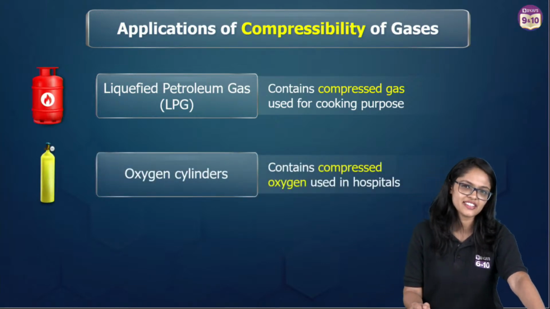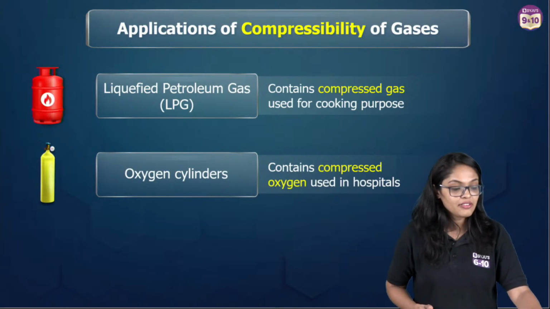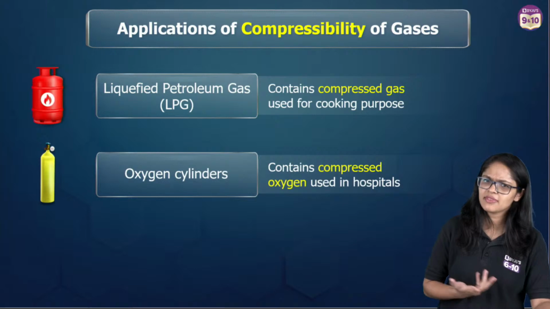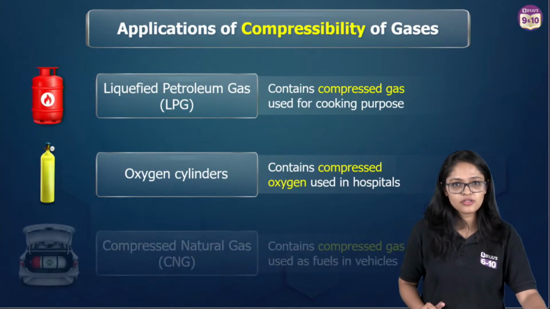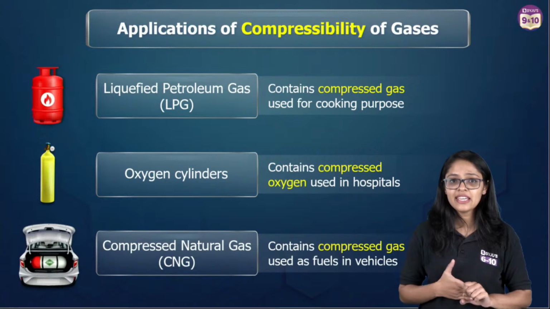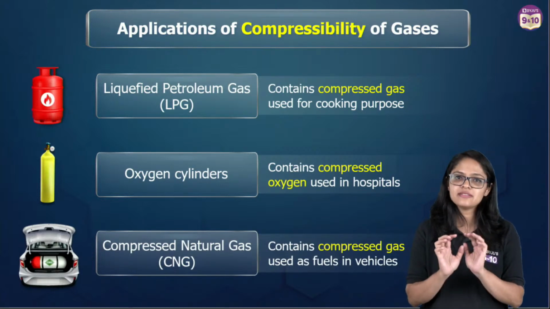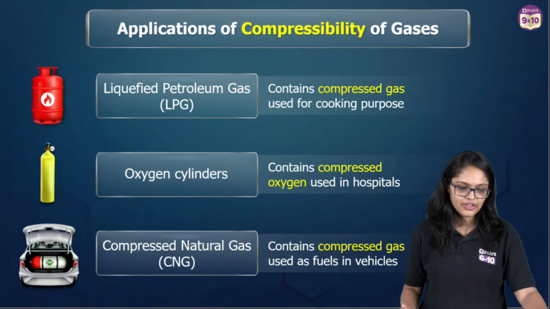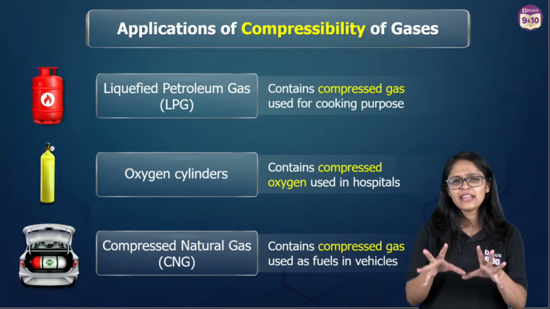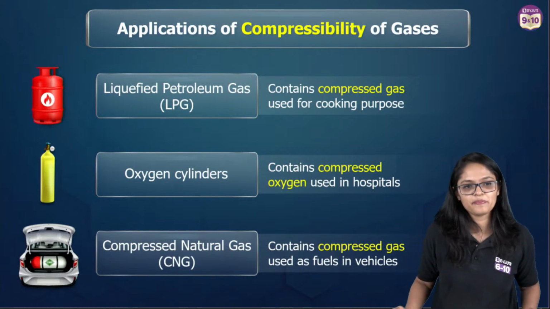Oxygen cylinders, which on compression again becomes liquid, and we use it in hospitals and other things, right? Yes, oxygen cylinders, and also CNGs, but these are not in liquid form. CNGs are in compressed but gaseous form. Okay, gaseous state. Okay, so these three are the main applications on compressibility of gases.